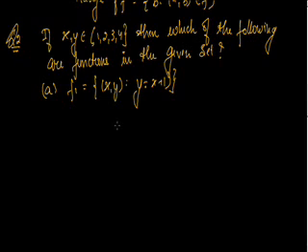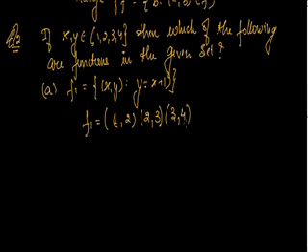First, if we make the function f1, then y is equal to x plus 1. When we put x equal to 1, we get y equal to 2. When we put x equal to 2, we get y equal to 3. When we put x equal to 3, we get y equal to 4.